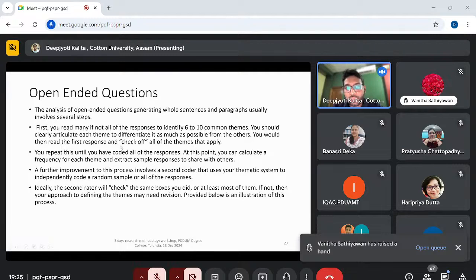You would then read the first response and check off all the themes that apply. That means you have 6 or 7 themes that you have identified. You read the first comment and put it in one of the themes. That means you categorize it. So it's like having a questionnaire to analyze the open-ended question. You repeat this until you have coded all the responses, and at this point you can calculate the frequency of each theme and extract sample responses to share.